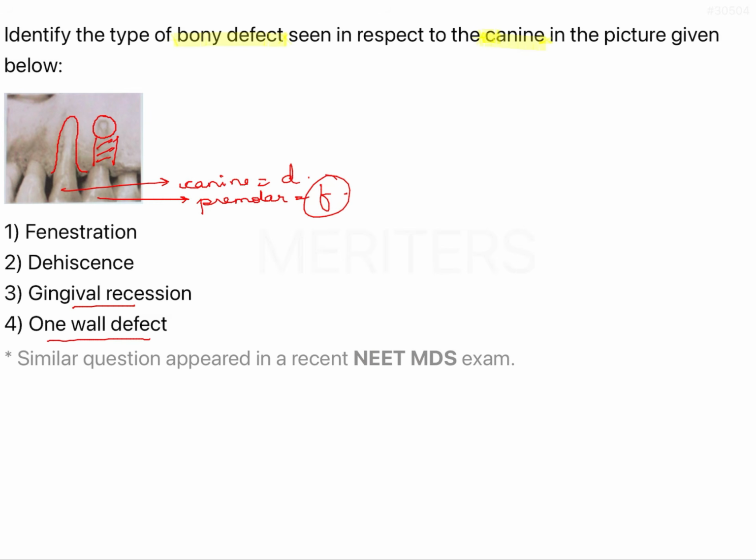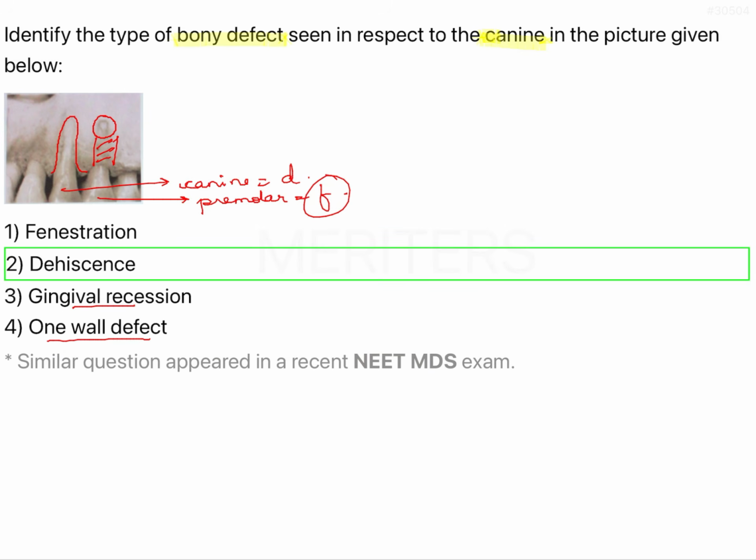On the contrary, here other parts of the bone are intact, only the buccal wall is involved. So the correct answer in this question would be dehiscence. Canine shows dehiscence in the given image.